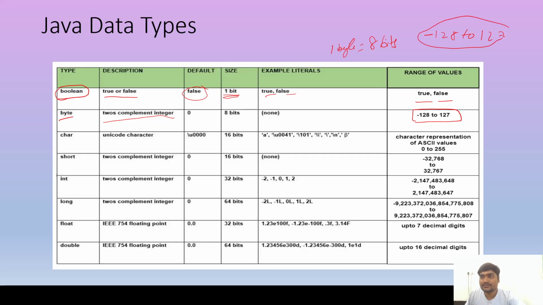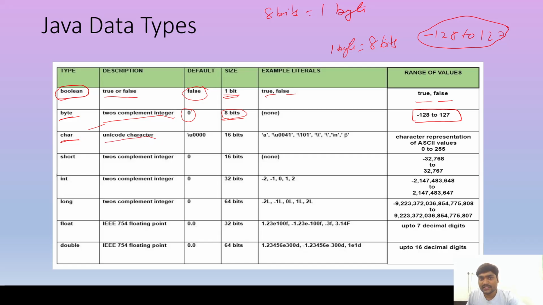The value ranges from this for the byte, the default value is 0, and the size of the byte data type is 8 bits. 8 bits equals 1 byte, which means the size of a byte variable is 1 byte. Okay. Now the char data type. Oh, sorry, this one is the byte data type. Okay. Now the next data type is char.